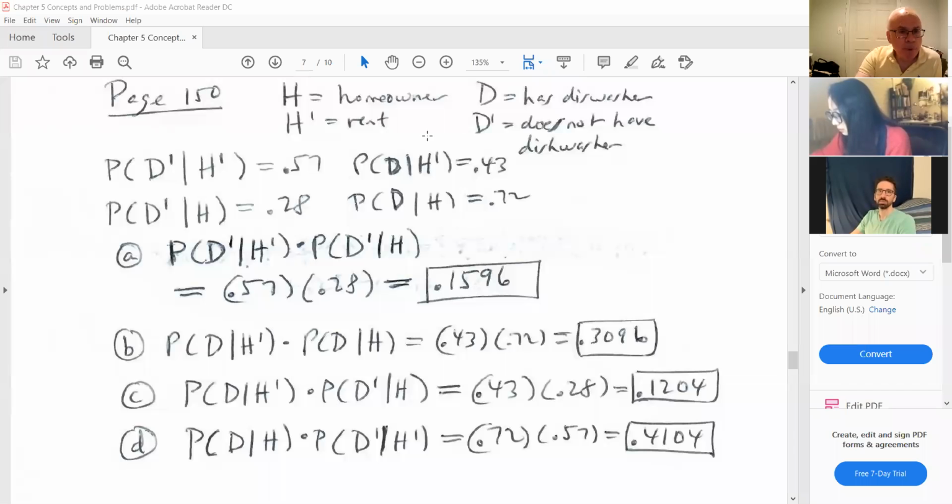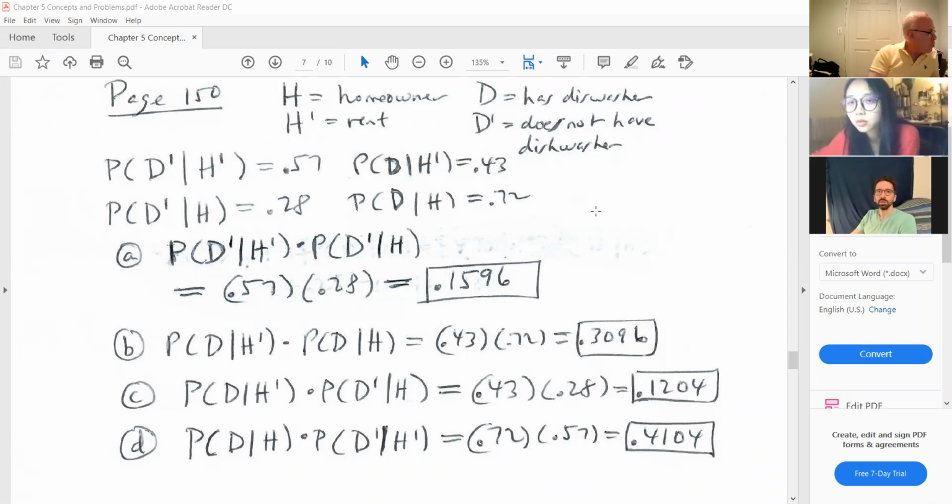So let's just take a look at how I set it up. I set up these letters for the events just so that they make sense. H means the person's a homeowner. H not means they're a renter. D means they have a dishwasher. Not D means they don't have a dishwasher.